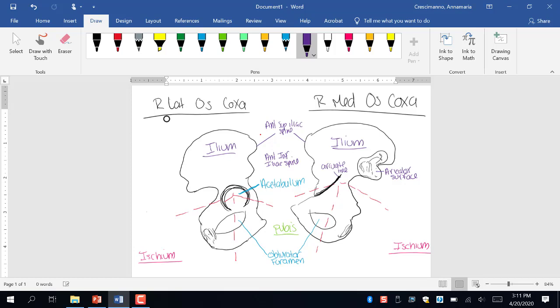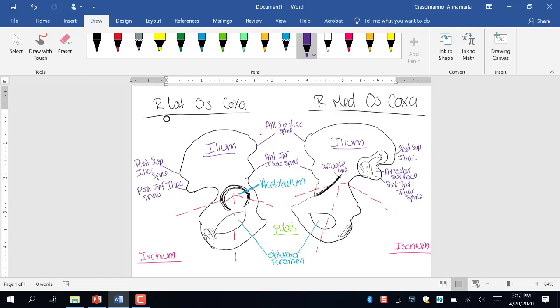So we've labeled the anterior superior and the anterior inferior iliac spines. Now I have my posterior superior iliac spine here, as well as the posterior inferior iliac spine. And then same thing on this side, posterior superior iliac spine, and then posterior inferior iliac spine.